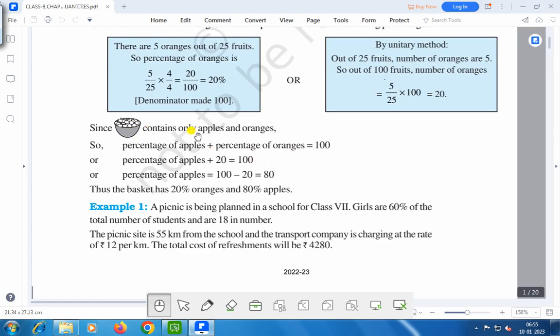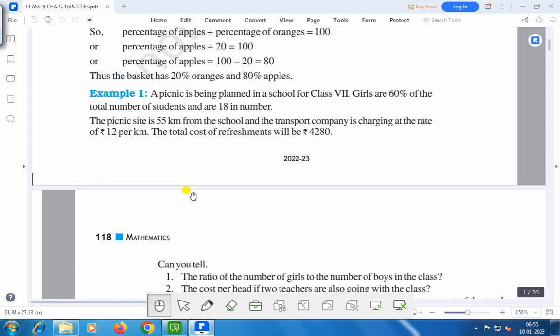Since the basket contains only apples and oranges, the percentage of apples plus the percentage of oranges is equal to 100. Percentage of apples plus 20 is equal to 100, or the percentage of apples is equal to 100 minus 20, that is 80. Thus the basket has 20% oranges and 80% apples.